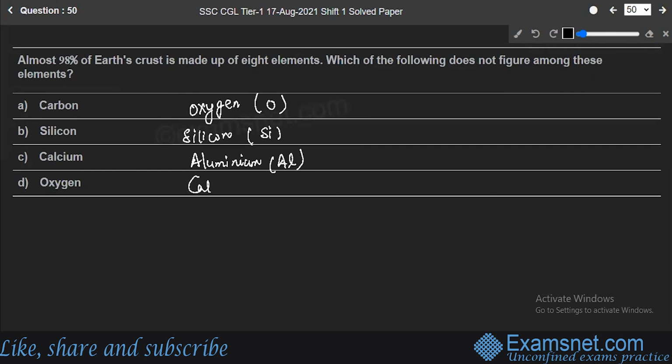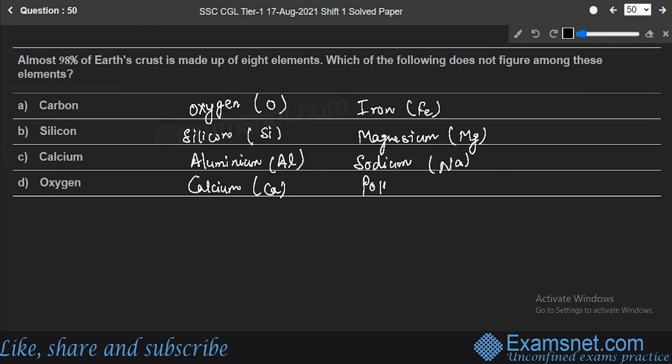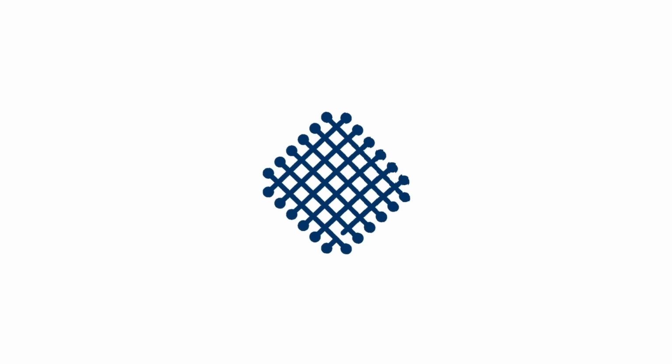aluminium, calcium, iron, magnesium, sodium, and potassium. Carbon is not among the 8 elements that make up 98% of the rocks and minerals we see around us. So this is the odd one, option A. Hope you are clear.